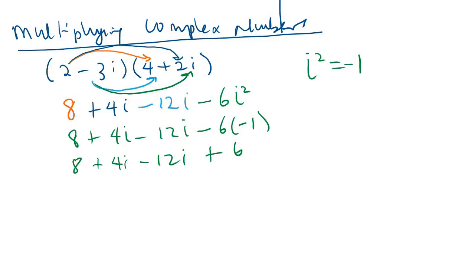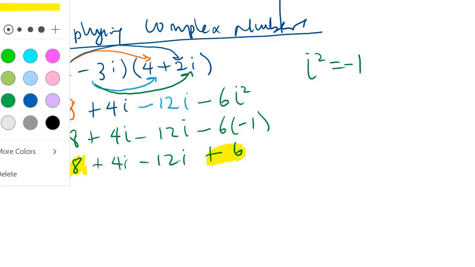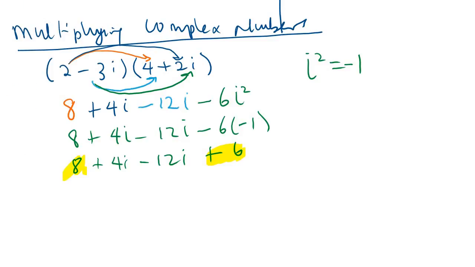Now we can combine all the like terms together. As before, the 8 goes with the 6. They are real parts. And the 4i goes with the negative 12i because they are the imaginary parts. Now we can just add them: 14 minus 4 minus 12 is negative 8i. Sorry, 14 minus 8i. And that's how you multiply complex numbers. And also you've seen how to add and how to subtract. That's it. Thanks for watching.